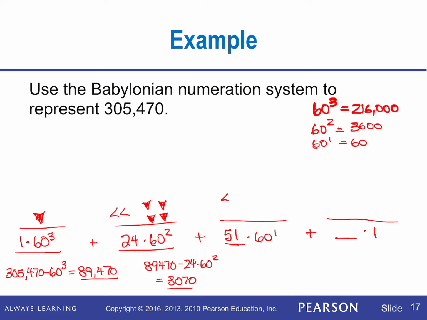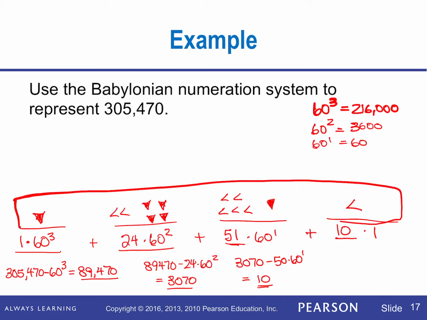So 51 is going to be 5 tens, and 1 unit. And now I want to subtract 3,070 minus 51 times 60 to the first. That leaves me with 10. So I'm left with 10, and I want to know how many ones go into 10. Well, 10 ones go into 10. So I need 10 here. That's the Pac-Man. Okay, so this right here is my representation of 305,470 in Babylonian notation. Notice I've got the spaces there to help me distinguish my place value.